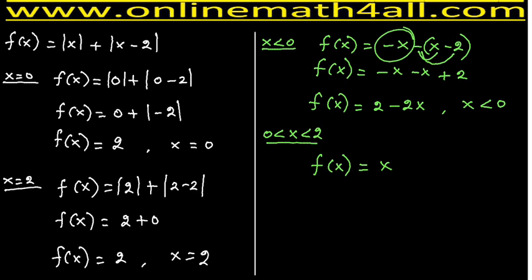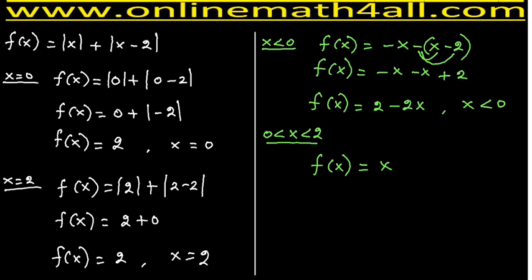The reason is, for x less than 0 the value of the term inside the absolute value is negative, so I took negative x. But here for 0 less than x less than 2 the value of the term inside the absolute value is positive, so I just take the term as it is.